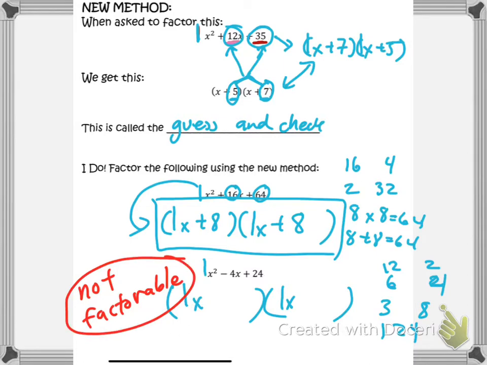Sometimes it will not work, like a very, very few times it won't work, but most of the time you should be able to factor. Alright, go ahead and try the we do.